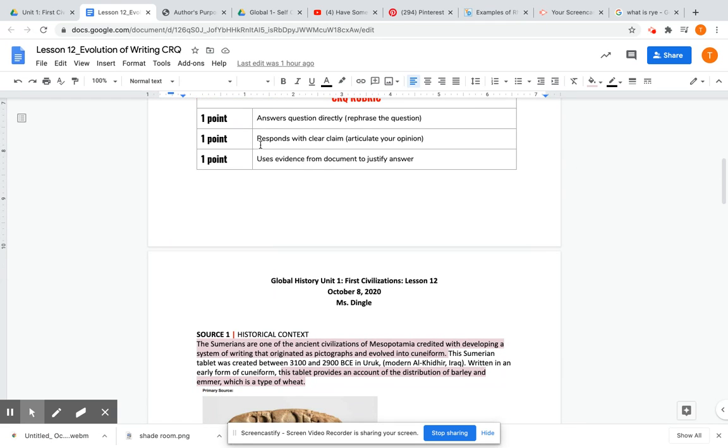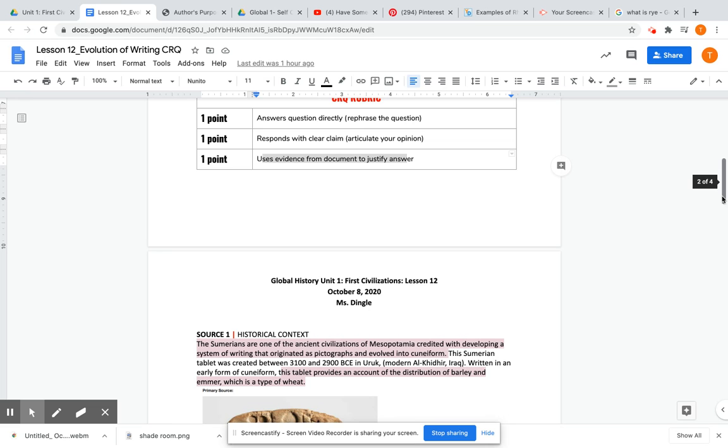Second point is for your response, if it has a clear claim. Articulate your opinion. All right. And we've done this already. We know how to pull out a claim. We know how to state a thesis statement and make it clear and support it with evidence. So you guys know how to do that. All right. So respond with a clear claim. Articulate your opinion. You get a point for that. And then use evidence from the document to justify your answer. We've been doing that since online learning or remote learning has started. So you know how to highlight, you know how to underline, you know how to pull out evidence to support your claim.